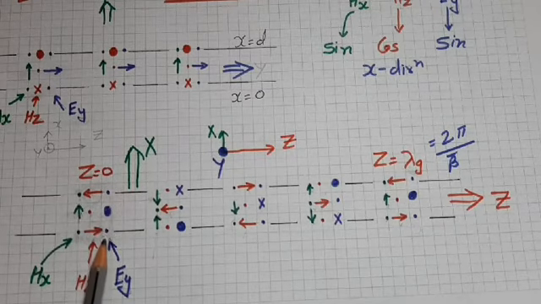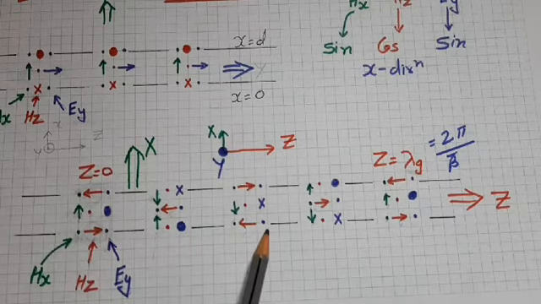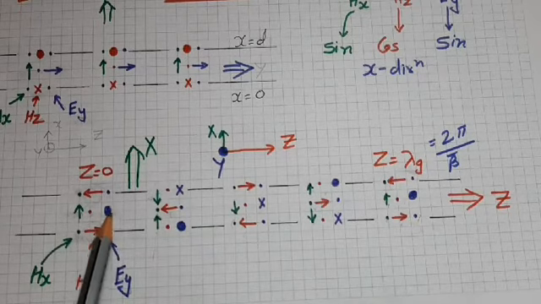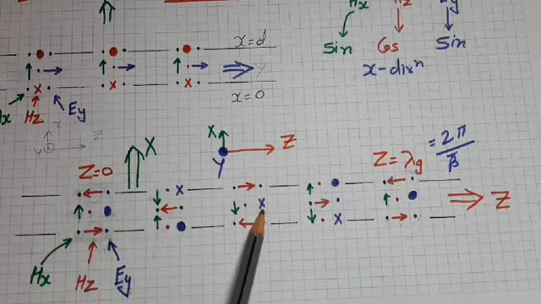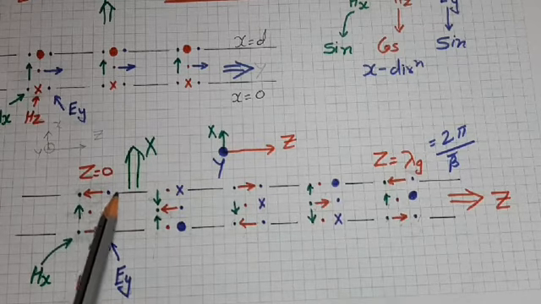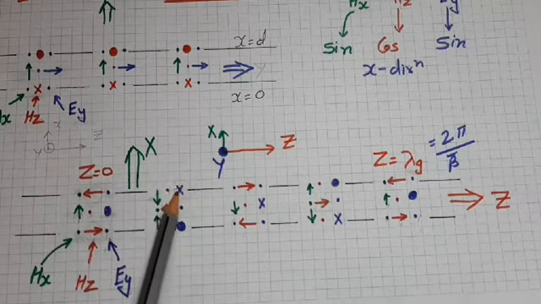At x is equal to 0 and z is equal to 0, it is 0, then positive max, 0, negative max, then 0. For x is equal to d by 2, it is positive max, so 0, negative max, 0, then positive max. For x is equal to d, it is 0, then we may confuse whether it would be positive max or negative max.